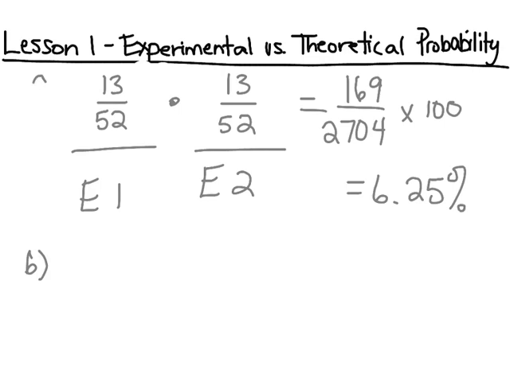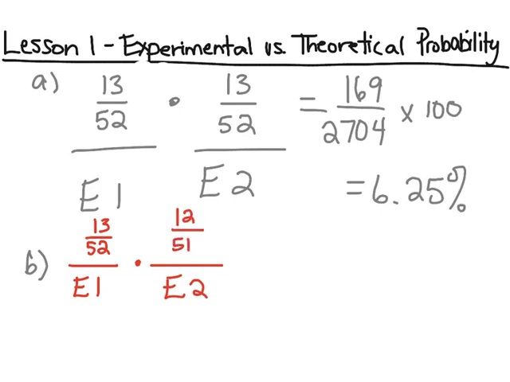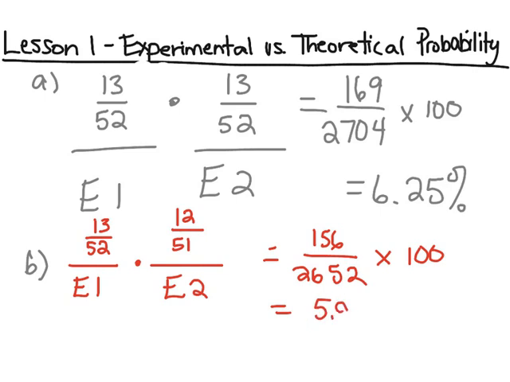Part B says you draw the first card, then you keep the card out of the deck. What is the probability of both cards being hearts? So for event 1, there's 13 out of 52 cards to be a heart. And if we got that card to be a heart, for event 2, there's only 12 hearts left, and there's only 51 cards left in the deck. So we're going to do 13 times 12 to get 156, and 52 times 51 to get 2,652. Divide the top by the bottom, times by 100, and you get 5.9%.